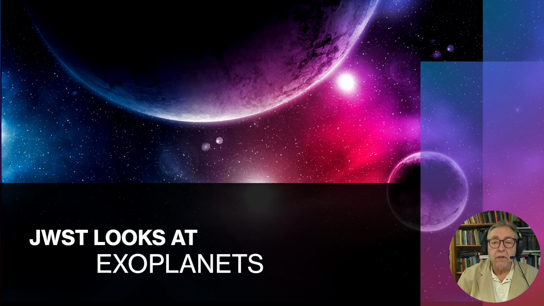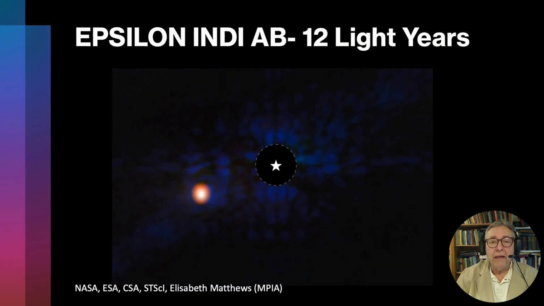Now, Webb leaves the solar system in search of new exoplanets. Epsilon Indi turns out to be one of the coldest exoplanets ever seen, 35 degrees Fahrenheit.